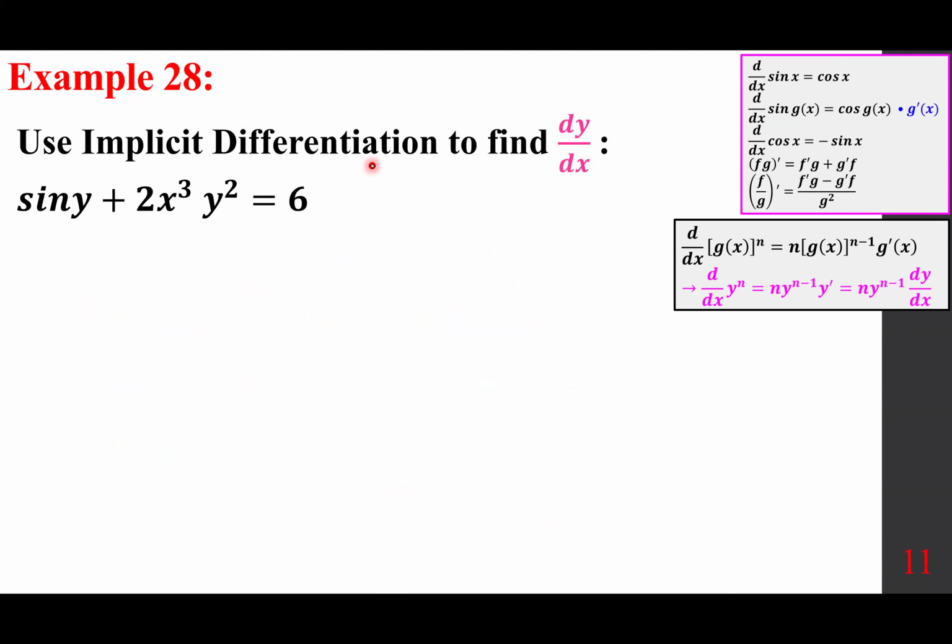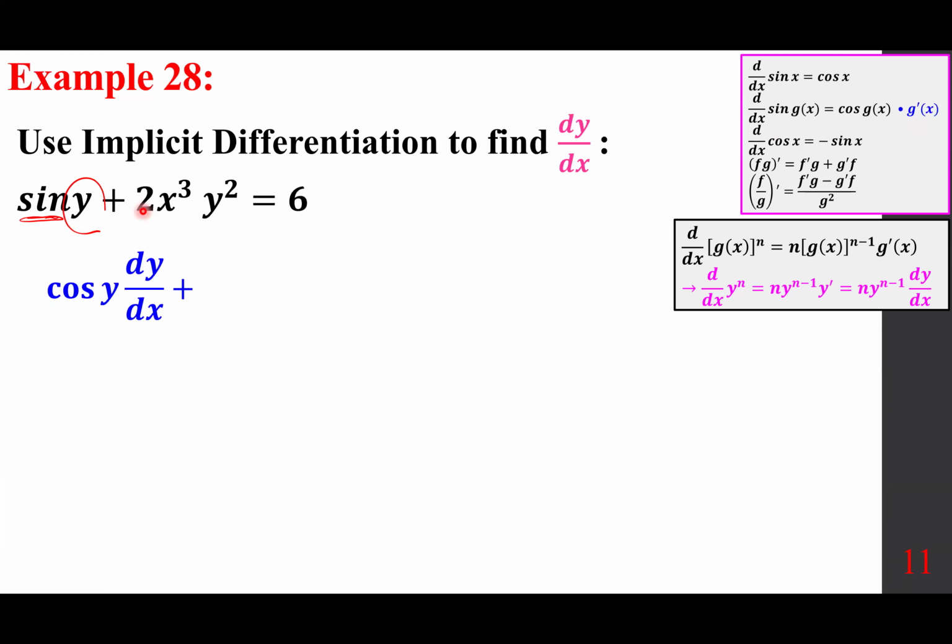Use implicit differentiation to find dy/dx. sin y plus 2x cubed y squared equals 6. All right, so the derivative of sine is cosine. Cosine of what? The same argument, y, and then the chain rule says times the derivative of that, which is just y prime or dy/dx. The derivative of sine of g(x) is cosine of g(x) times g prime. So that's what we have here.